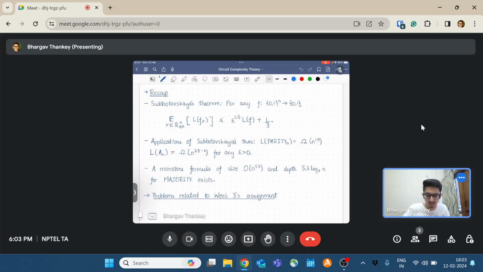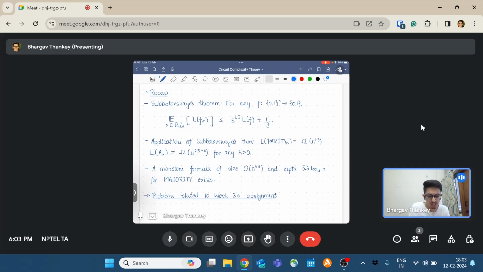So we have been looking at theorems that give us lower bounds for formula size. Last week we saw Kharchenko's theorem and Nechiporov's theorem. And this week we saw Subotovskaya's theorem. And the theorem says the following.